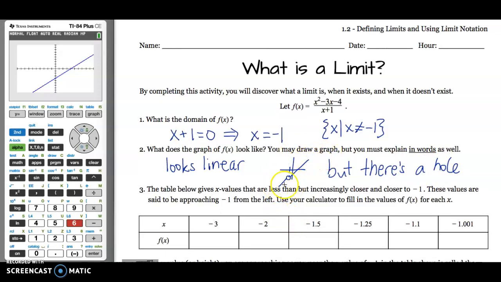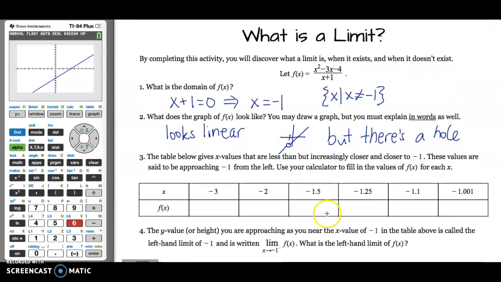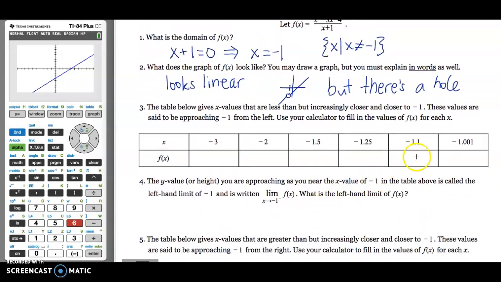Now we're going to explore what happens when we get increasingly close to this discontinuity. That's a pre-calc word, discontinuity, on our graph. To do that, we're going to examine some x values that are increasingly closer and closer to -1. So we're going to fill out this table.